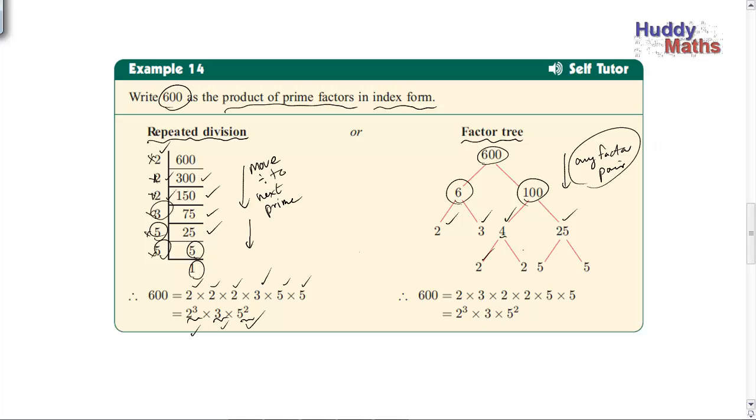So 4 is 2 2s. Can you go any further? No, they're both prime. 25 is 5 5s. Can you go any bit further? No, they're both prime. So you get the idea? It's less sort of systematic, but it will get to the end point as well. So you can use either.